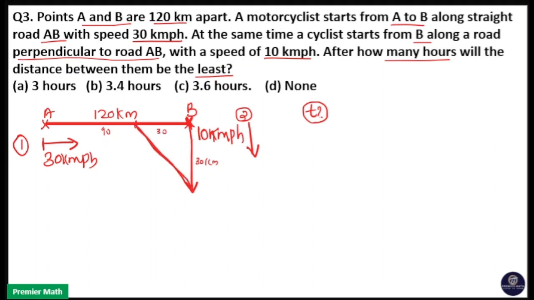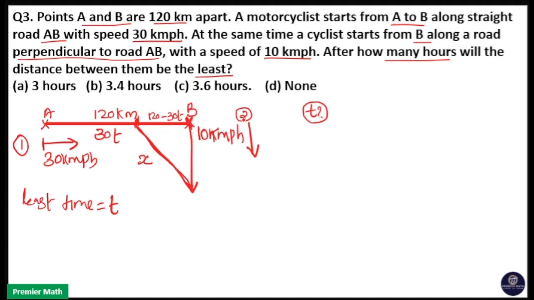But the time is not exactly 3 hours. We need to find the least distance and the least time responsible for that distance, so we have to form a quadratic equation. I will take the least time as t. The distance traveled by cyclist 1 in t hours is speed into time, that is 30t. Then the remaining distance will be 120 minus 30t. I will take the hypotenuse as x.